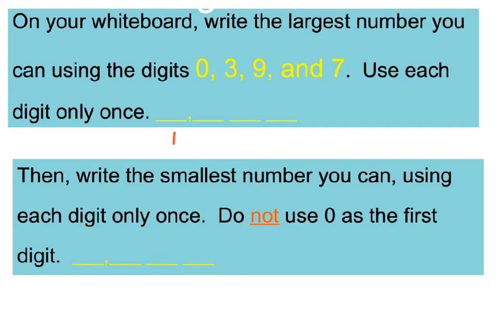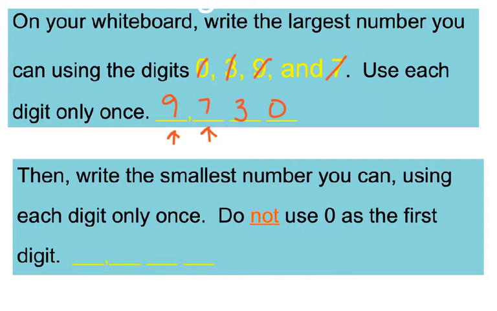The one thing I noticed, this is the thousands place. So that has the greatest value. So I'm going to put the 9 there. This is the hundreds place. I'm going to put the next largest number, which is 7. The tens place, I'm going to place the 3 and the 0 in the ones place. So the largest number you can make using those digits is 9,730. Go ahead and wipe off your whiteboard.